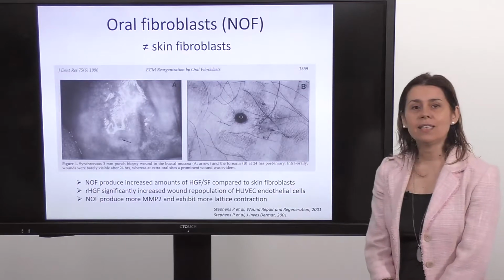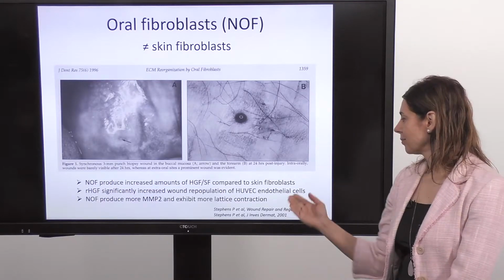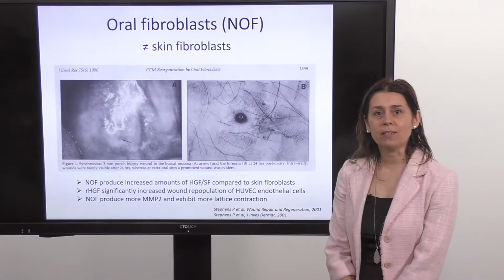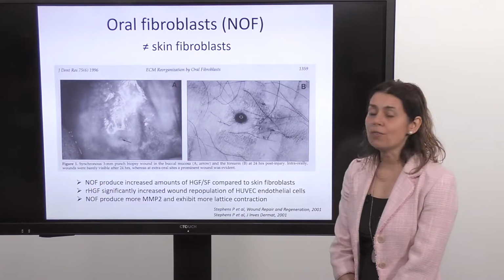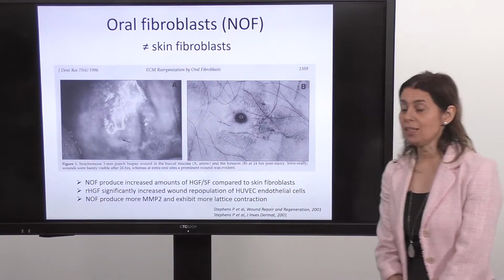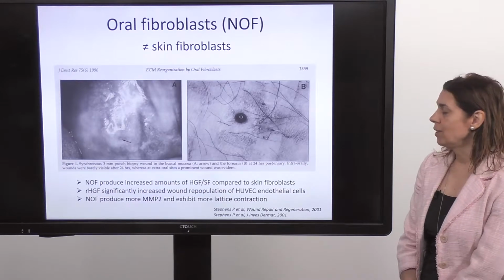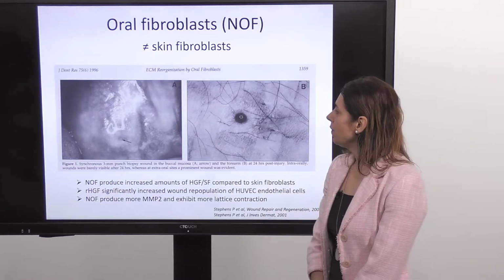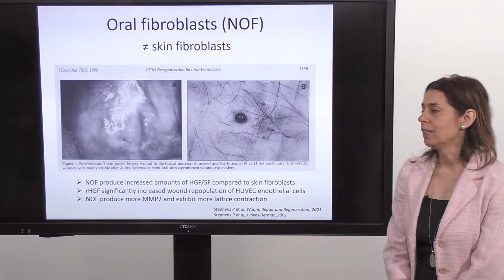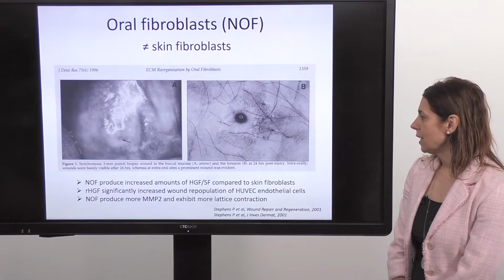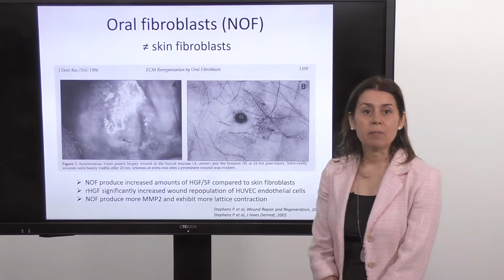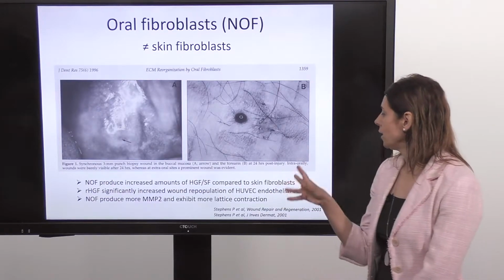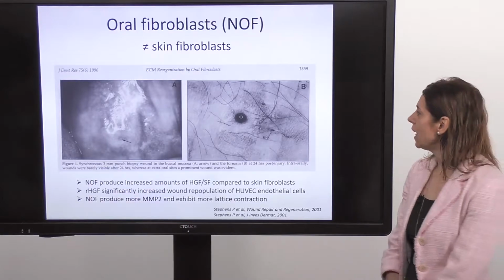Very interesting early work from the group of Phil Stevens from Cardiff has shown that oral fibroblasts are very different from skin fibroblasts. They produce increased amounts of hepatocyte growth factor, or scatter factor, and they also stimulate endothelial cells much more, in addition to producing more MMP2, being more motile, and contracting collagen lattices more.